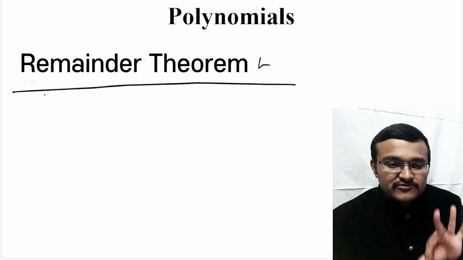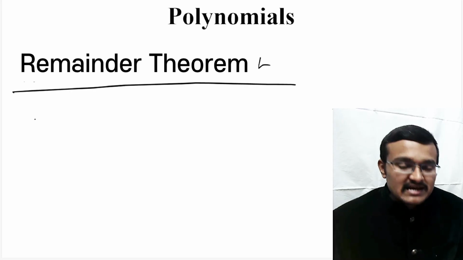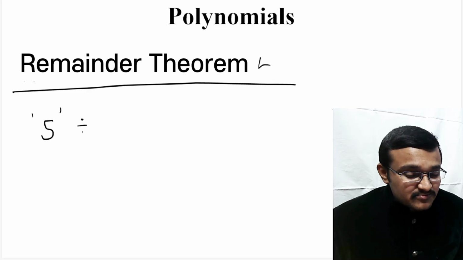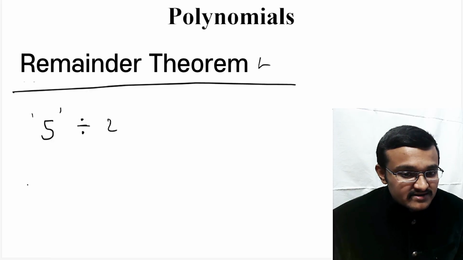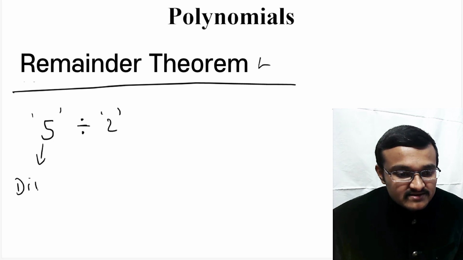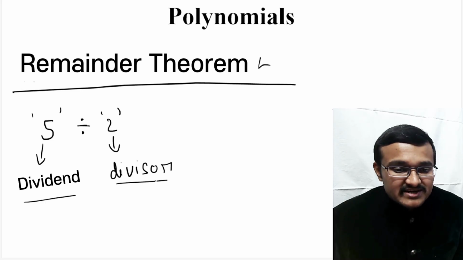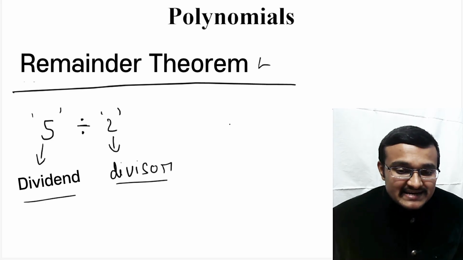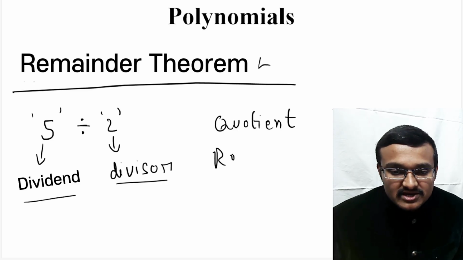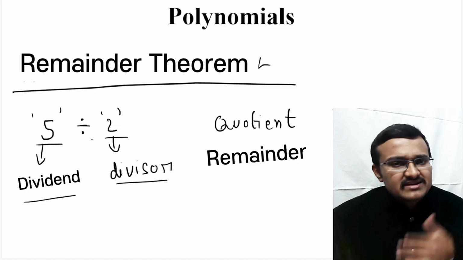So generally, before going into a polynomial, let me take one number. So for example, I'll take one constant polynomial, that is 5, and let me divide this particular number with 2. So here clearly you can see 5 is dividend and 2 is divisor. So that means here whenever you divide a particular dividend with divisor, you will end up getting quotient and you will also get a particular remainder. So you will get quotient and remainder whenever you divide a particular number with another number.